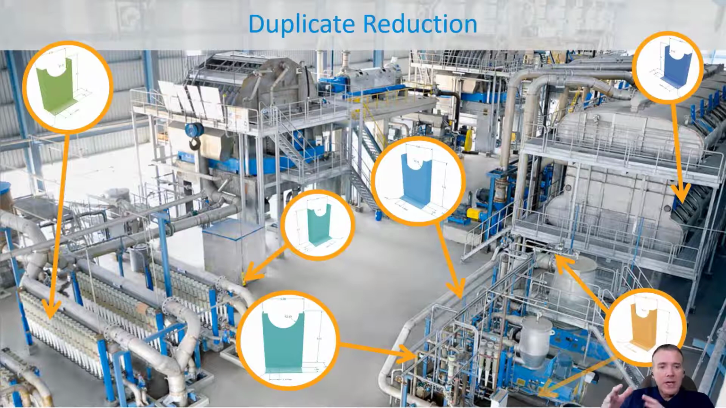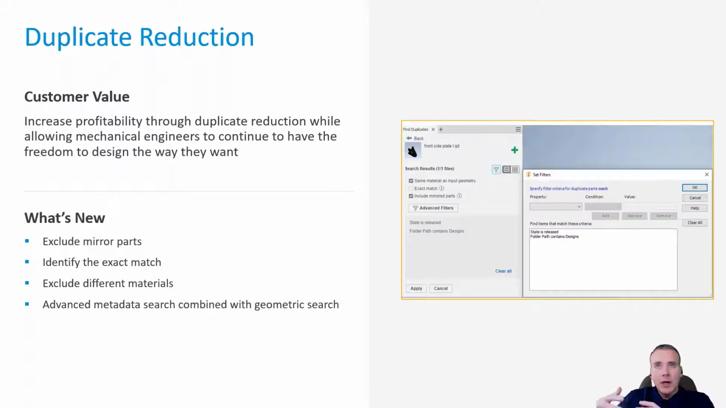Now, Vault can absolutely tell you what parts are duplicate geometrically. What it can't do, because you really need human intervention, is determine if one component should be replaced with another. Because while geometrically they might be identical, they could have different iProperties, they could be made of different materials, they could actually be mirrors of each other. And so a person really does need to review all the possible duplicates and determine if something should be replaced in a given assembly.